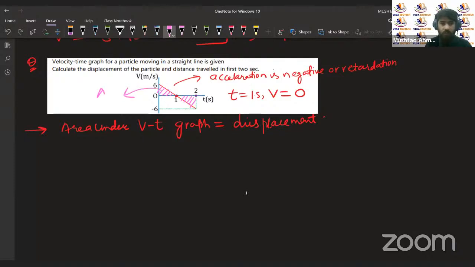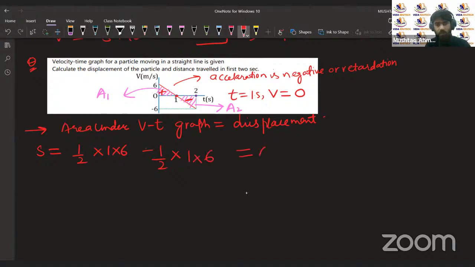Let me call this A1 and this A2. We can see that this area is positive and this area is negative. The upper area is positive and the lower area is negative, so we'll calculate both the areas. Displacement S will be equal to half of base into altitude, that's half into 1 into 6, minus half of base into altitude. Base is 2 minus 1, that's 1, into height, once again 6.